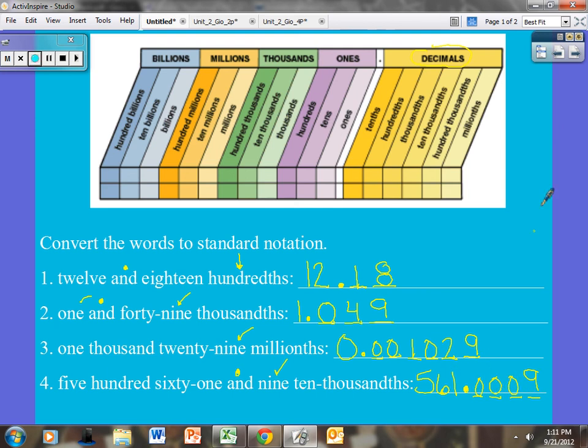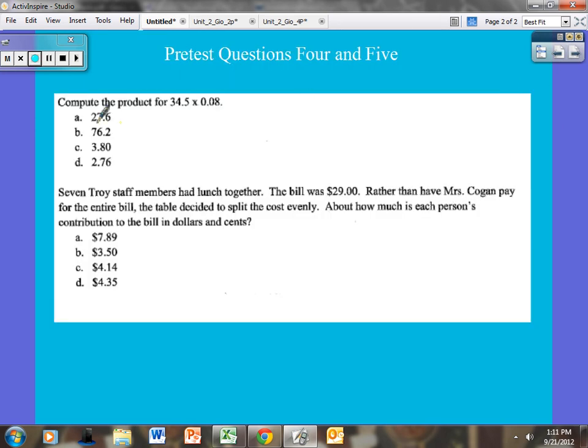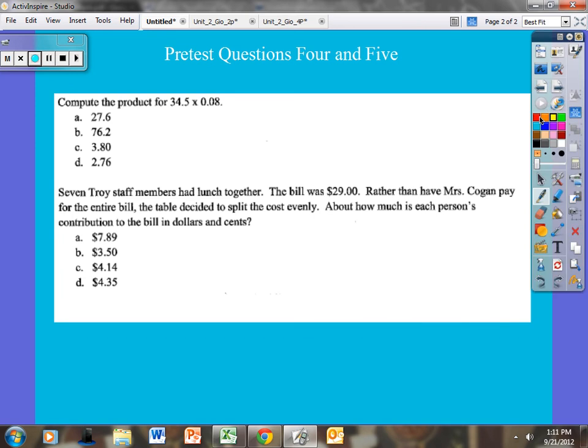So hopefully that helps. Take a look real quick at 2 questions from your Unit 2 formative pretest. I'm looking at questions 4 and 5, which are on the first page. Compute the product for 34 and 5/10 times 8 hundredths. Okay, when I multiply, there's no need to line up decimals.